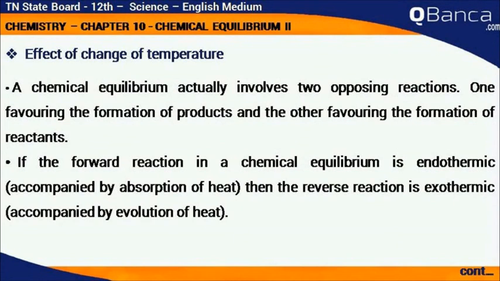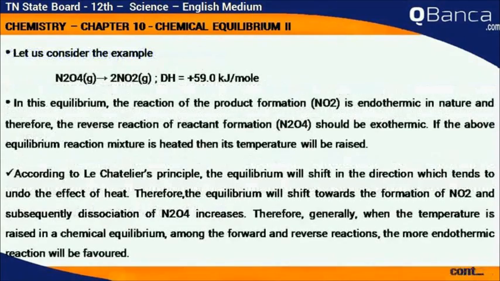A chemical equilibrium actually involves two opposing reactions, one favoring the formation of products and the other favoring the formation of reactants. If the forward reaction in a chemical equilibrium is endothermic, that is accompanied by absorption of heat, then the reverse reaction is exothermic, accompanied by evolution of heat. Let us consider the example N2O4 gives 2NO2, ΔH is equal to 59.0 kJ per mole.